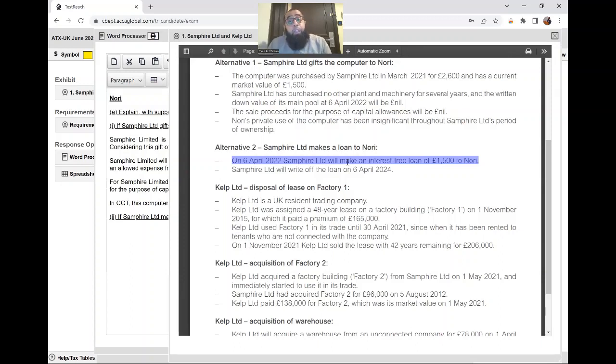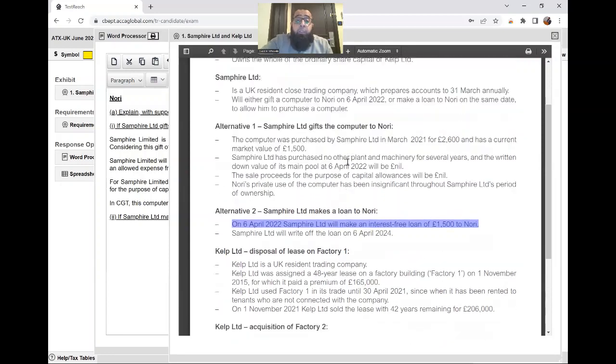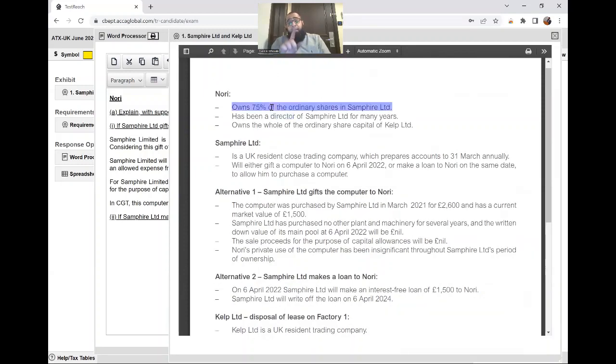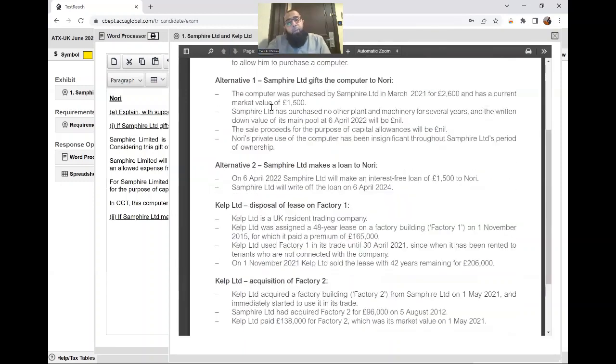Nuri owns more than 5% shares, so the exemption will not be available. You should remember this. The ownership of Nuri is 75%. There was an exemption also, but the exemption applies if the loan is of less than 15,000, the person is an employee and his shareholding is less than 5%. But Nuri's shareholding is 75%, so the exemption will not apply. Believe me, it's so easy.